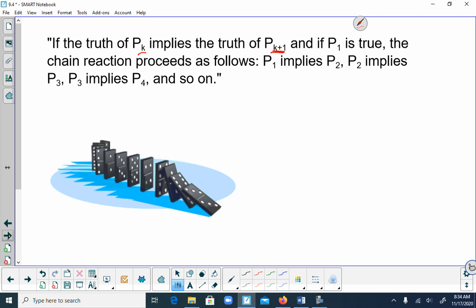Okay, and why am I doing that? Because if I assume that P of k is true, and I can show that this implies that k plus 1 is true, then if 1 is true, that implies 2 is true. If 2 is true, that implies 3 is true. If 3 is true, that implies 4 is true. And so on. So you have this whole domino effect, so you're always proving the next term.